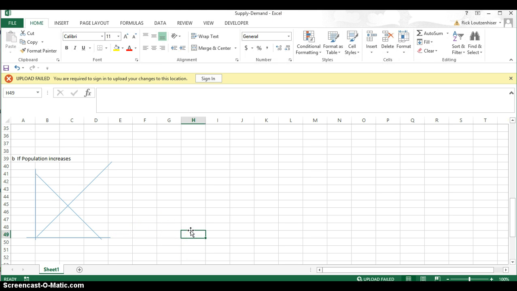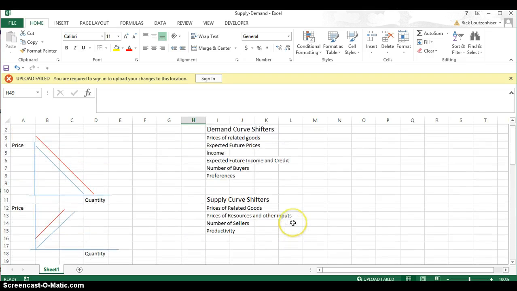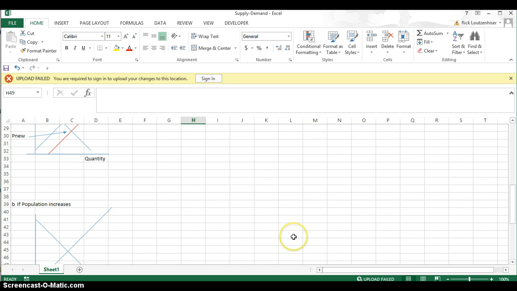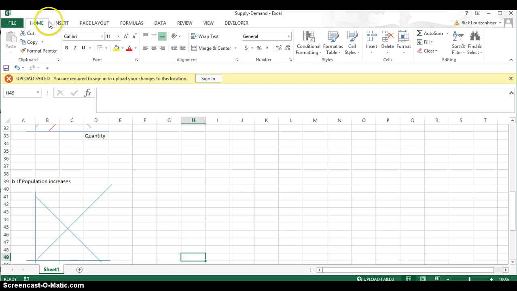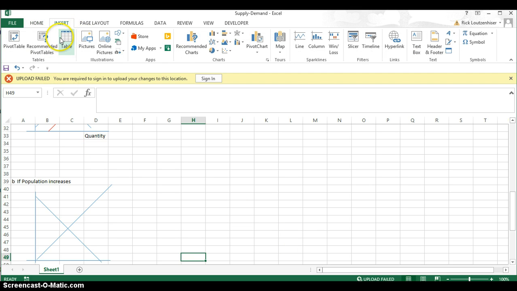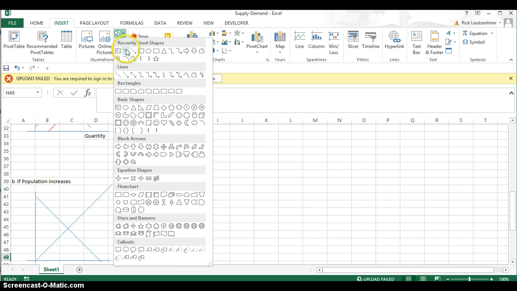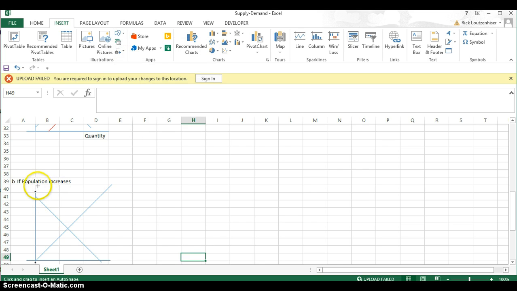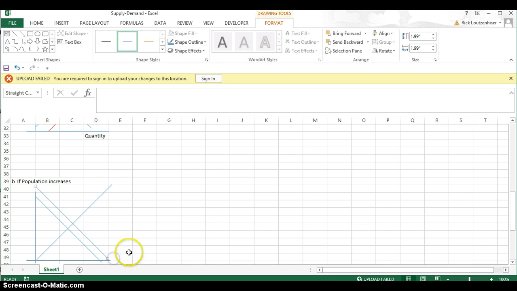Alright, that's my original. Now it says if the population increases, what happens to the price of gasoline? Well, there's going to be more people wanting to buy gasoline. So let's go up here and take a look. Well, that would be more number of buyers. The number of buyers would increase. Alright, that's a demand curve shifter. The number of buyers increases. So it would shift demand, and it would increase demand. So showing an increase in demand would be this. There. Let's right click that one again and get a color on it.